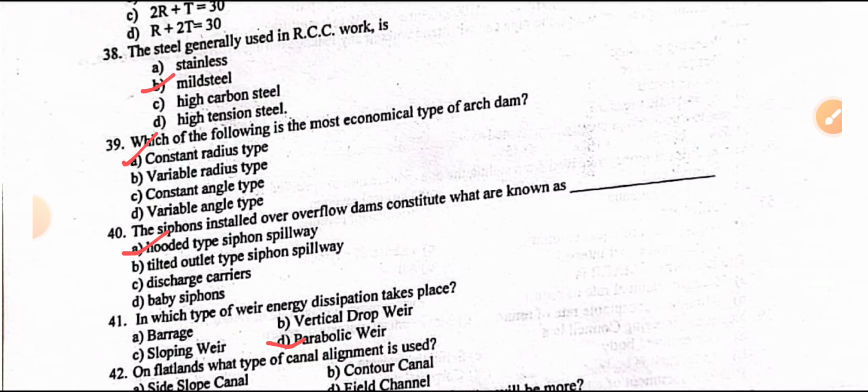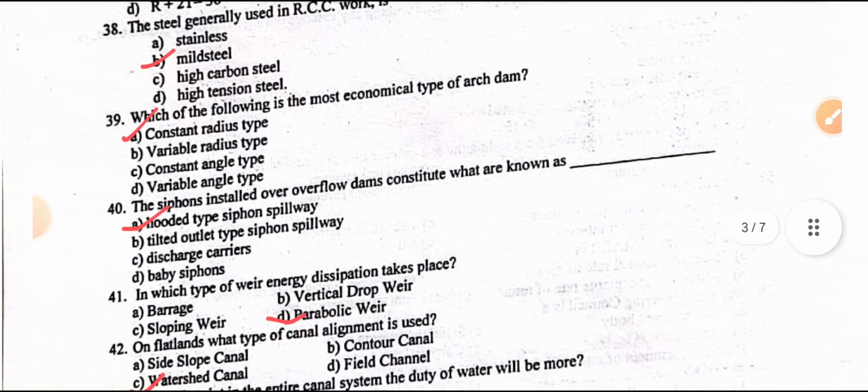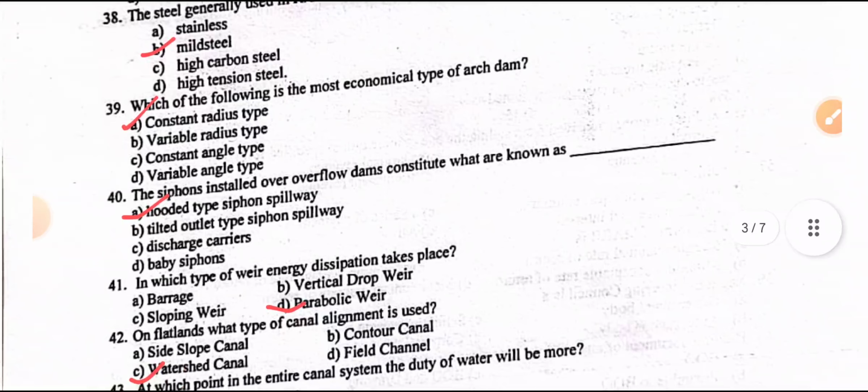Which of the following is the most economical type of arch dam? Constant radius type. Constant radius. The radius is constant type. Arch is the most economical type. Arch dam. The siphons installed over overflow dams constitute what are known as hooded type siphon spillways.